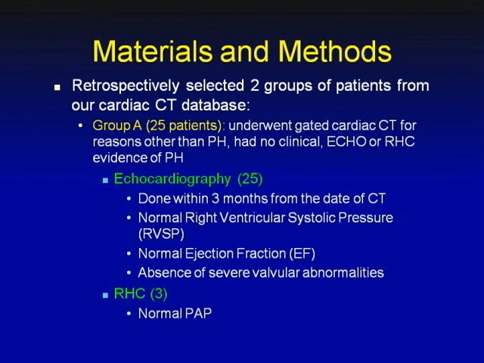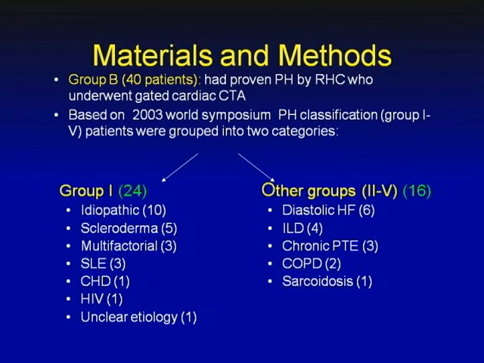there was a right heart cath, and there was a normal pulmonary artery pressure. The second group was 40 patients who were referred and had proven pulmonary hypertension on right heart cath, and they underwent a cardiac gated study. We divided these into 2 basic categories, based on the WHO classification. Group 1 is the pulmonary arterial hypertension group, which comprised 24 patients, and all other groups were lumped into the second category, which comprised 16 patients.